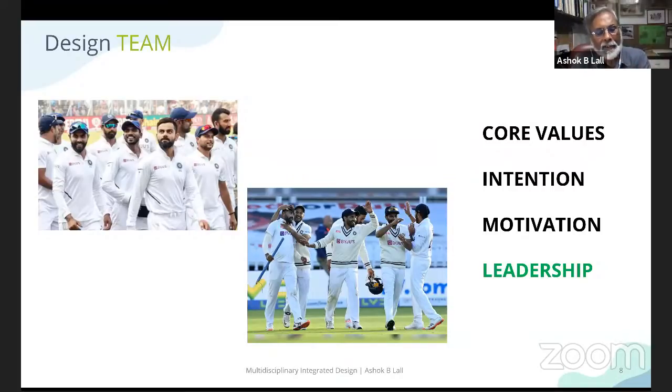Of course, we are looking at a cricket team that did brilliantly in the last test, but this test, they failed miserably. But interestingly, the captain says, this has not demoralized us. We're going to continue. And we're going to continue to work hard. We're going to share our values. We're going to align our intentions. And we're going to be all motivating each other all the time. And this, you might say, is a metaphor for our design team too.